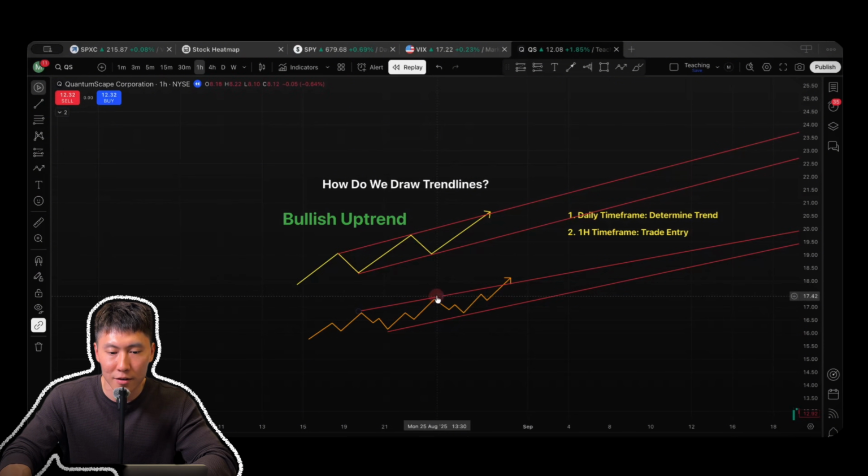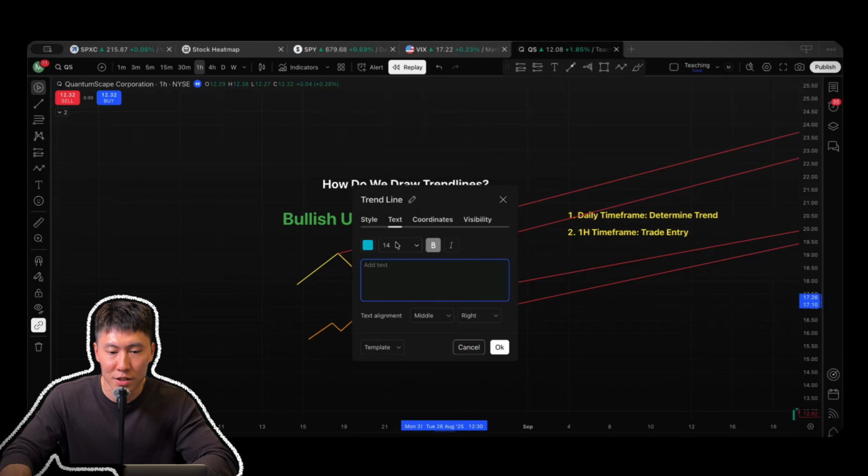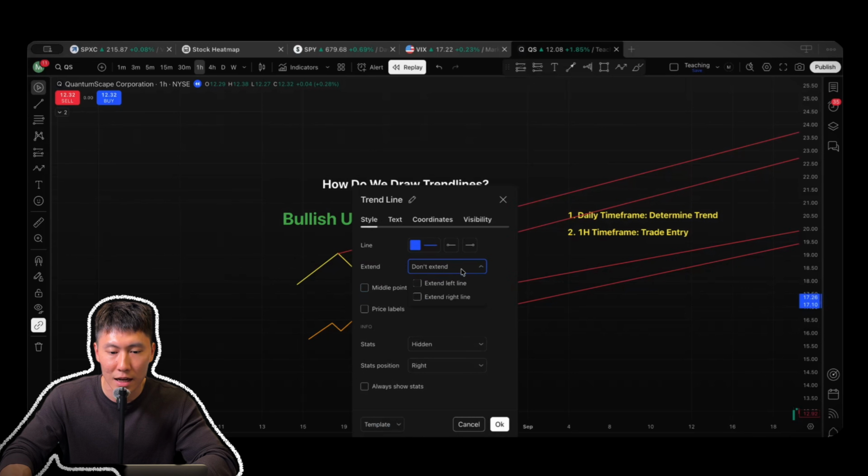You can see that we have a swing high right here, and then we have a swing low right here. So I want to connect point A to point B right here. Same thing, I open this up and go to style. I want to extend the right line all the way.